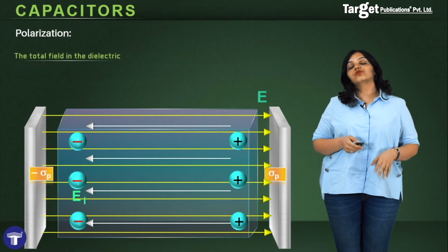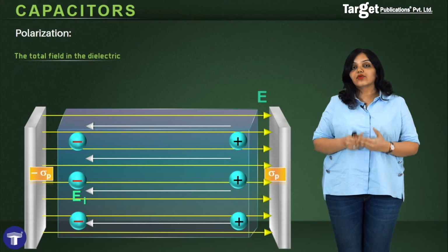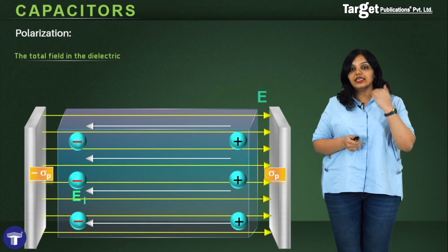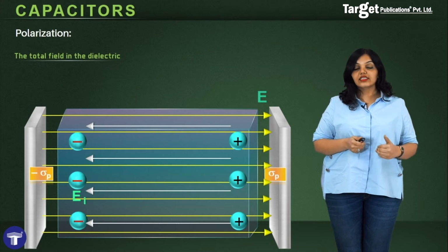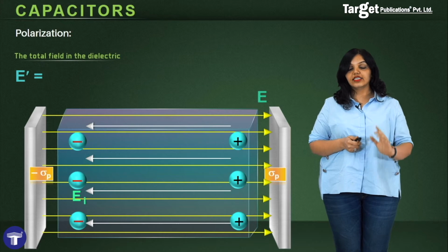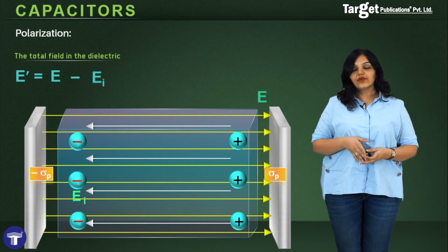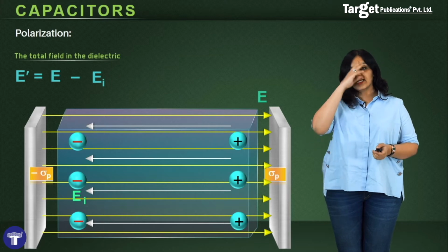Once you have this, we can write down that inside the dielectric the total field will be reduced by the polarized dielectric. So I can say that E dash, which is the total field inside the dielectric, is equal to the external field minus the induced field, right? We have said the induced field will reduce the external field.